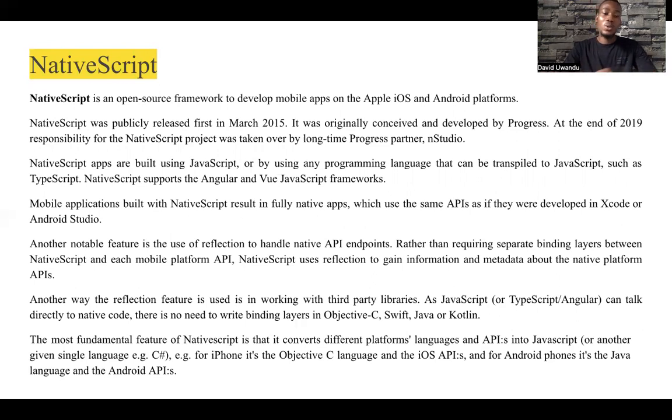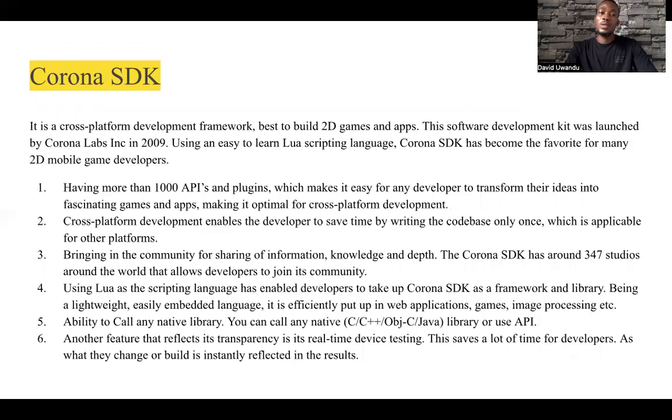But the most fundamental feature of NativeScript is that it converts different platform languages and APIs into JavaScript. It converts the Objective-C language of iOS into JavaScript, and also converts the Java language of the Android APIs into JavaScript. So that's where it comes into play that they work as native apps at the end of the day. So the apps developed in NativeScript have the potential to work as native apps at the end of the day. Now we're looking at Corona SDK.